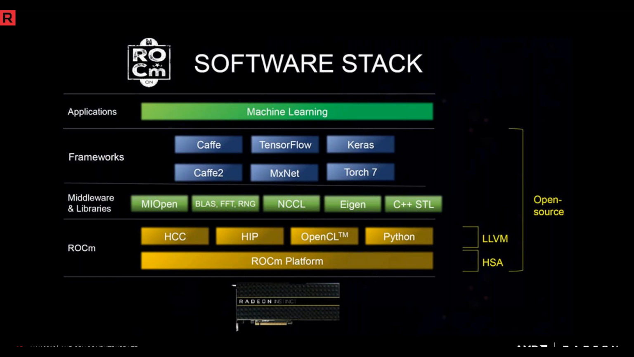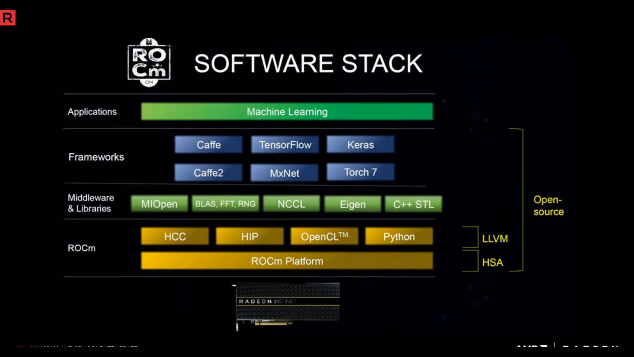That uses obviously the ROCm platform, the ROCm driver. On the next one, that is HSA enabled. HSA is the Heterogeneous System Architecture, which is an open spec for GPU compute. And on top of that we have HCC, HIP, OpenCL, and we have a Python backend also, which is all based on LLVM. So that is the ROCm stack, which is available as open source.